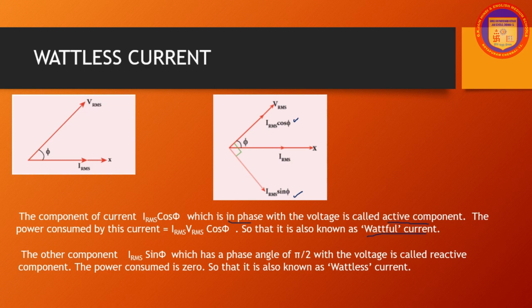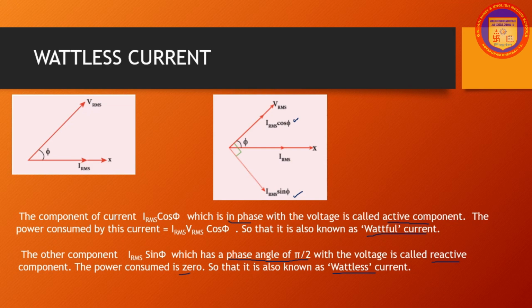The other component, Irms sin φ, which has a phase angle of π by 2 with the voltage, is called the reactive component. The power consumed by this component is 0. It is also called wattless current. So the current in an AC circuit is said to be wattless current if the power consumed by it is 0. The wattless current happens in a purely inductive or capacitive circuit.